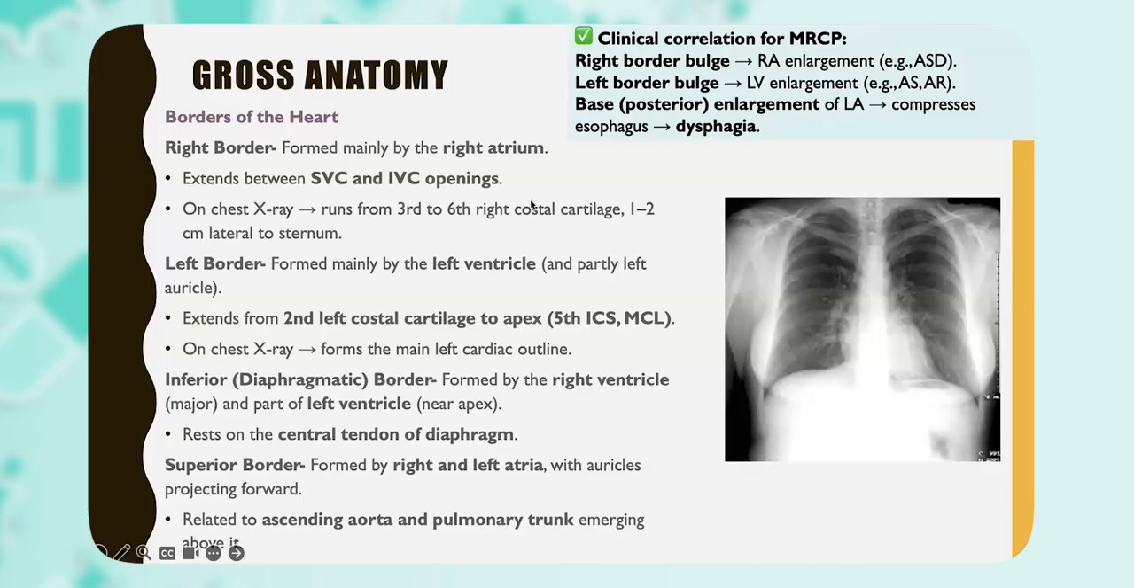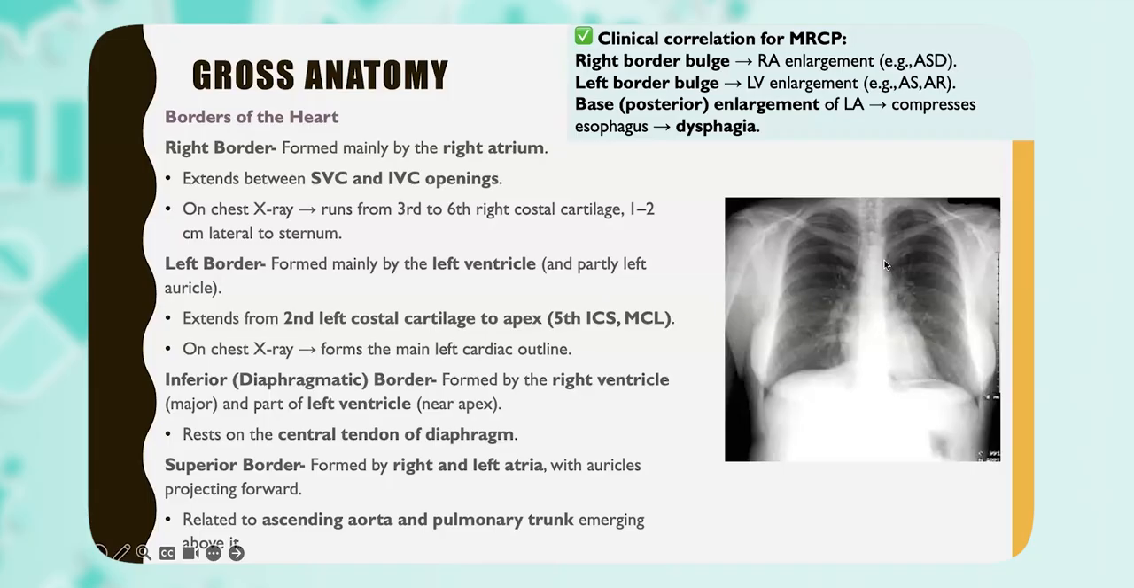Right border is formed mainly by the right atrium here, and some part is formed by the SVC above and IVC below. So on chest X-ray, it runs from third to sixth costal cartilages. Third to sixth costal cartilages. If it is larger than that, if it occupies a larger area, then there is a suspicion of right atrial enlargement. Left border, this border is formed mainly by the left ventricle. It extends from the second costal cartilage to the apex. On chest X-ray, it forms the main left cardiac contour.